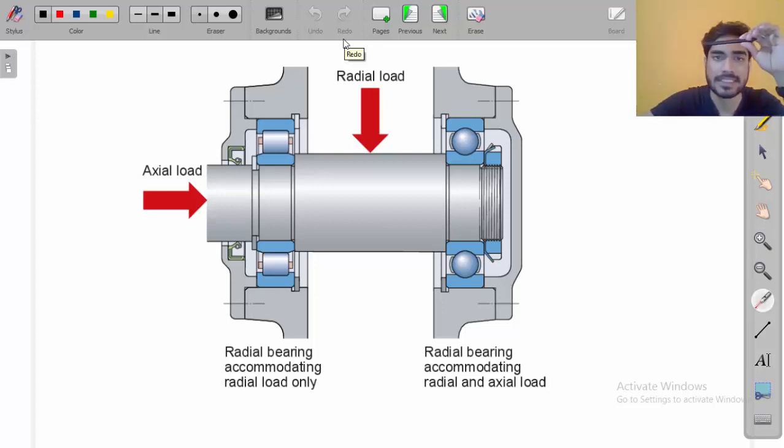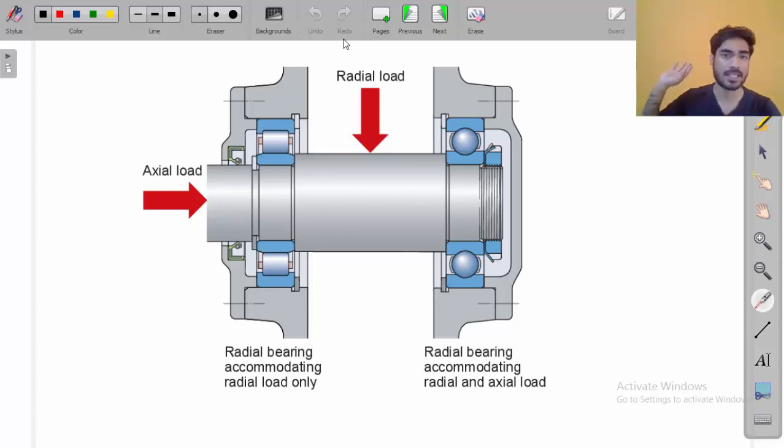Let's say this is the shaft, and this is the axis of the shaft. Right now I am holding the shaft horizontal, so the axis of the shaft is in the x direction. Whatever load is acting in the x direction, this load is known as axial load.